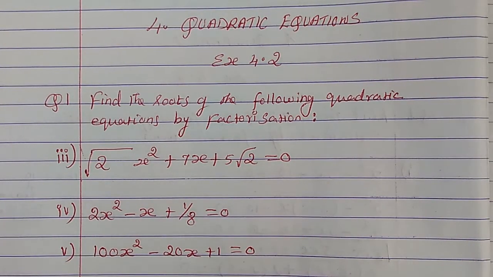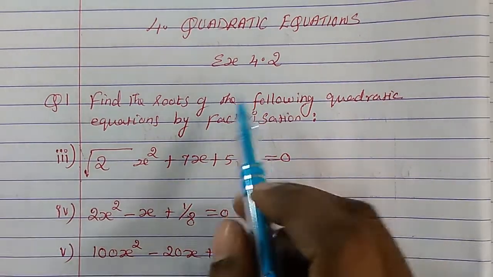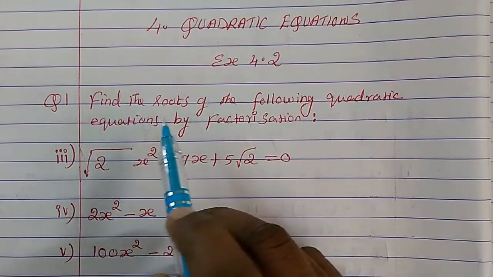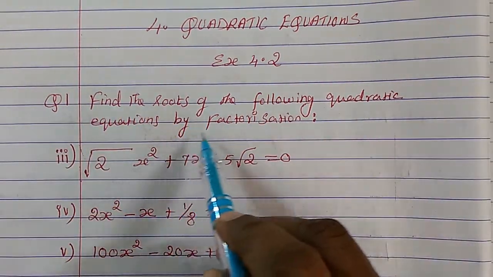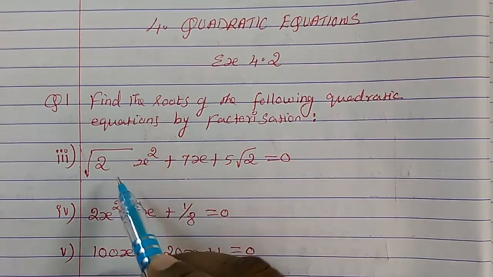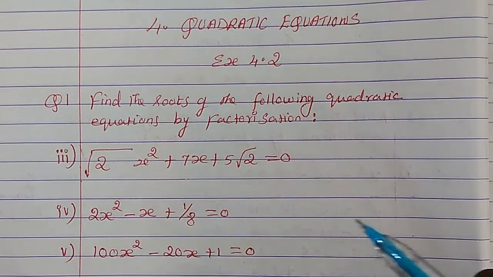Today we are going to study chapter 4 quadratic equations, exercise 4.2, question 1. Find the roots of the following quadratic equations by factorization. So third, fourth and the fifth part we'll see.